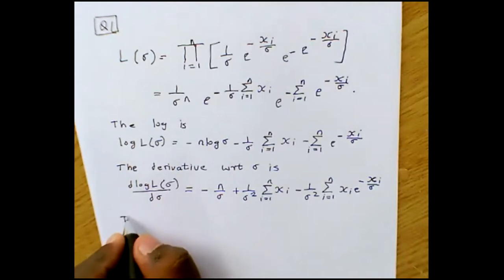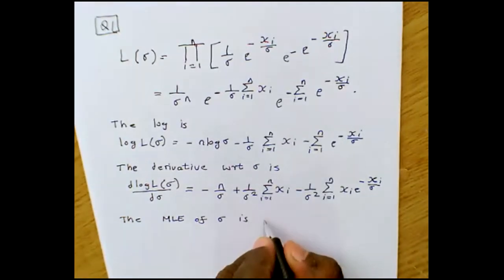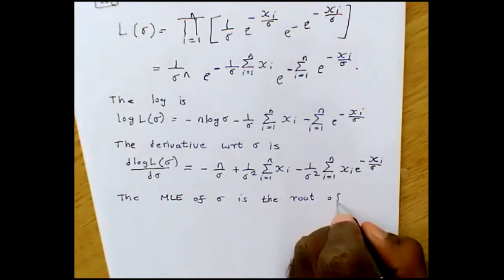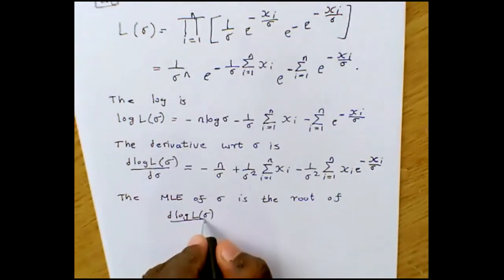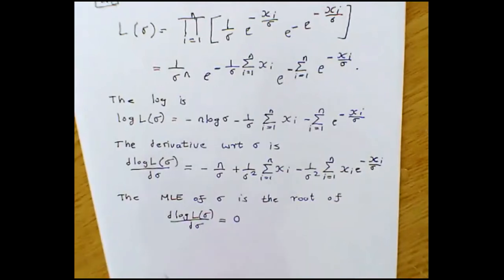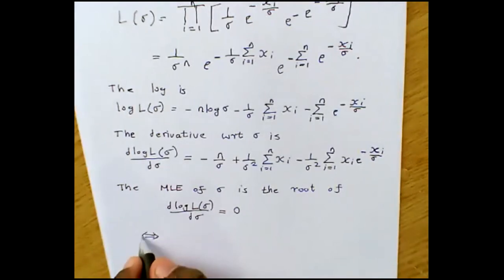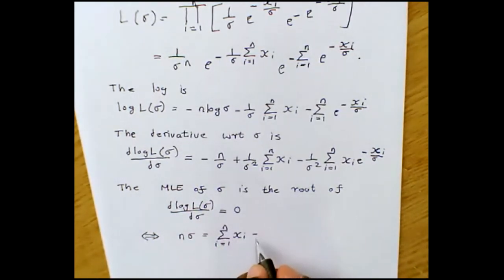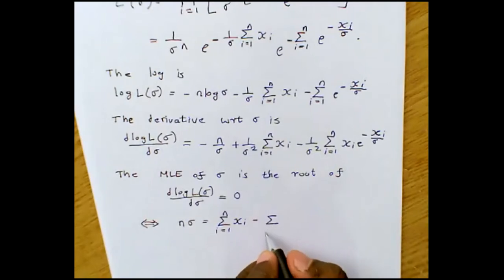So the MLE of sigma is the root of the equation that this is equal to 0, right? And if you set this equal to 0, you will get the following. You will get n sigma equal to the sum of xi.